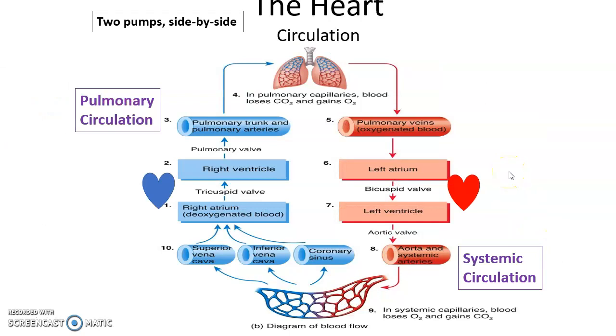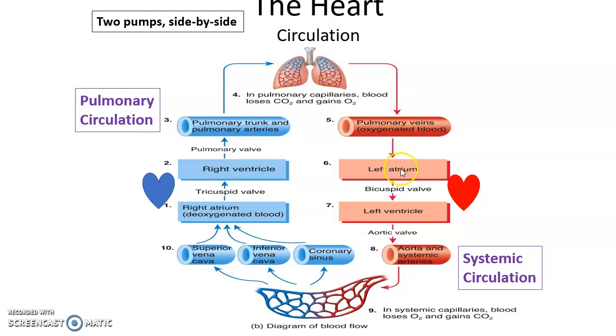So this is how we get the two pumps. We have the right pump, where it carries deoxygenated blood from the body to the right atrium. The deoxygenated blood then goes to the right ventricle and then leaves the pulmonary trunk to go to the lungs. This is the pulmonary circulation, carrying deoxygenated blood through the right side of the heart to the lungs. There the blood gets oxygenated and travels back to the left atrium.